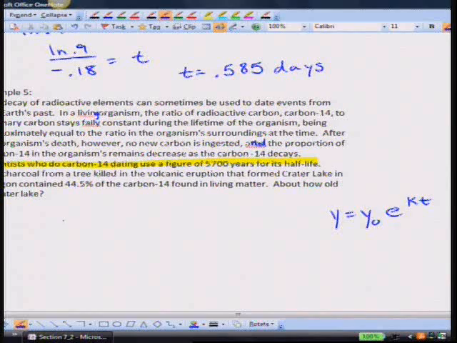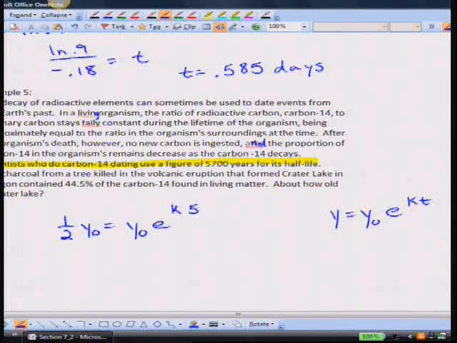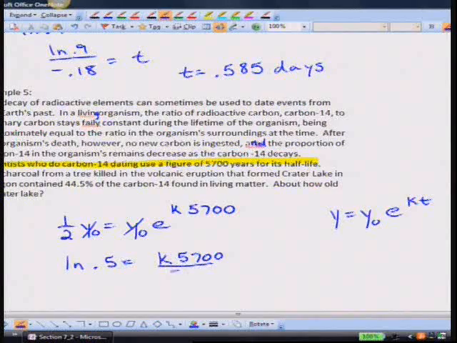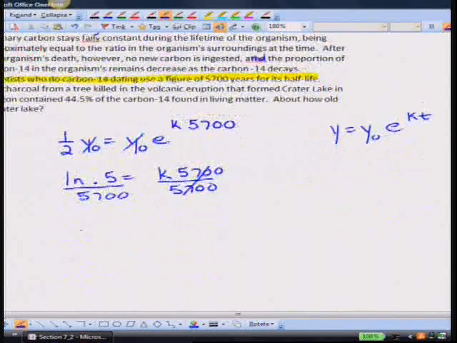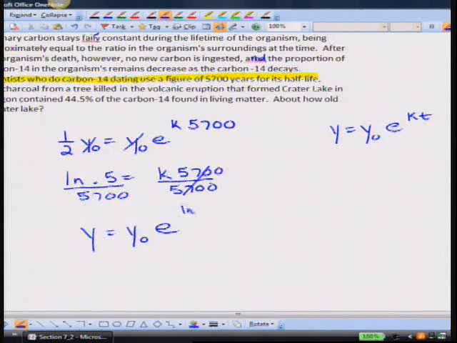All right, so the half-life: the original amount times e to the, we don't know what k is, but we know it takes 5,700 years. So you see that your y naughts cancel, and ln of 1/2 is the same as ln 0.5. And the ln of this is just going to be k times 5,700, because the ln of e is 1, and you divide by 5,700 to get your k. So then your general formula is y equals y naught e to the (ln 0.5 over 5,700) times t.